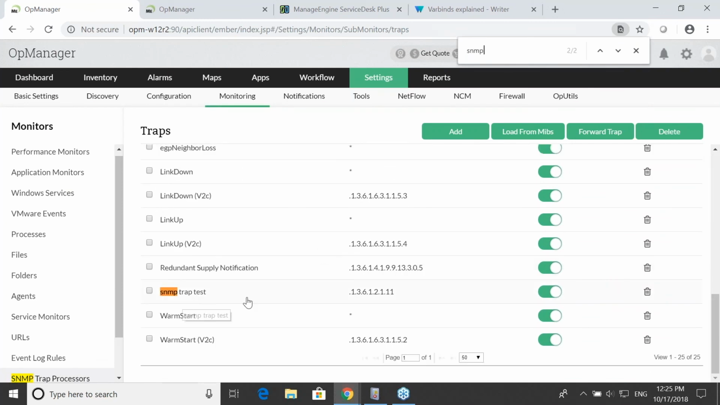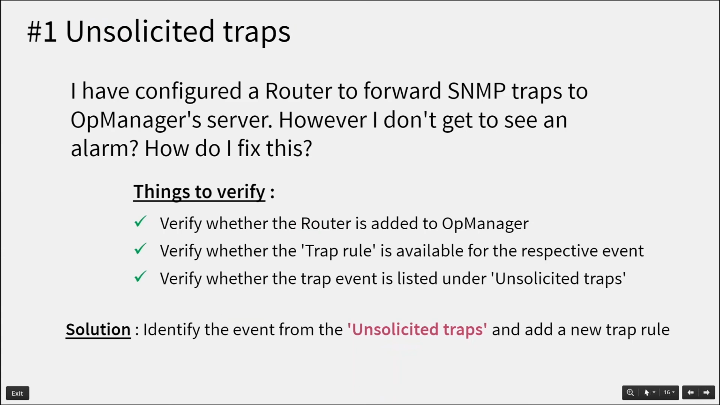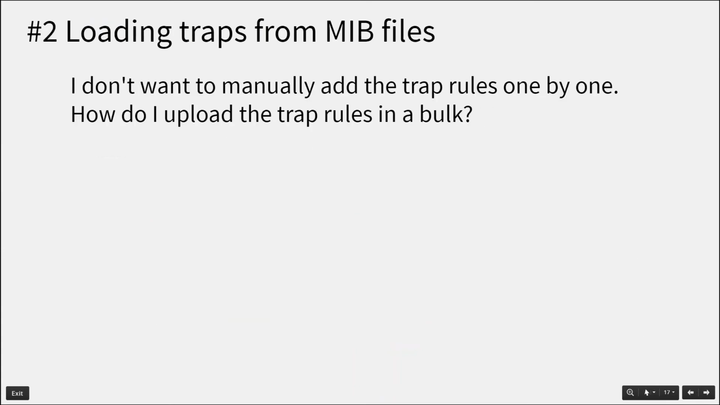So for the SNMP trap test that we had previously, we did not see the trap rule for this. We just simply created it from the unsolicited traps. But it is not a feasible solution for me to do this for multiple devices, or say a particular device is generating a lot of SNMP traps. So how do I import all these trap rules? Is there a simple way to do this? I don't want to manually add the trap rules one by one. So how do I upload the trap rules in bulk?